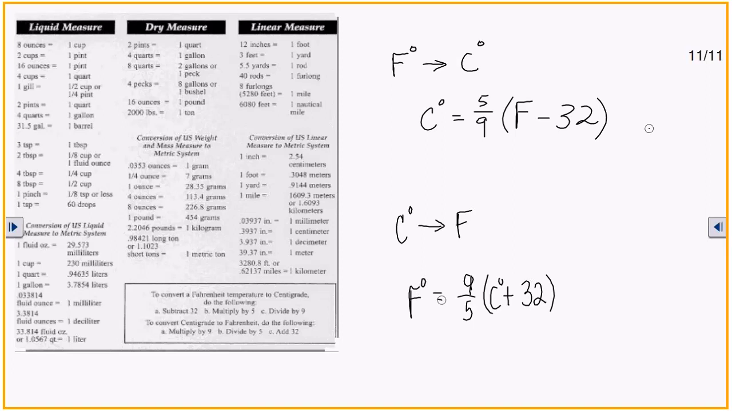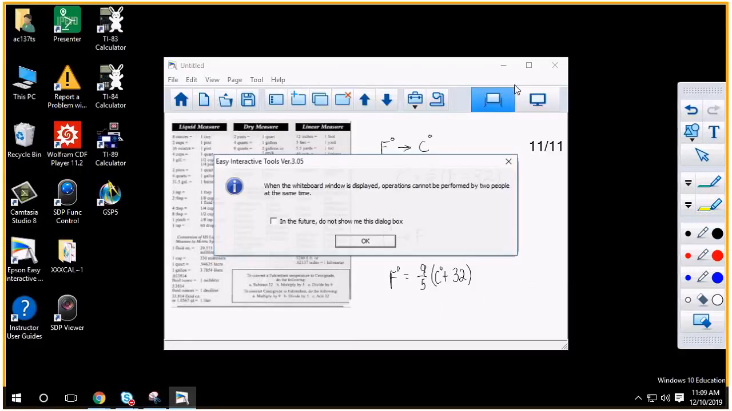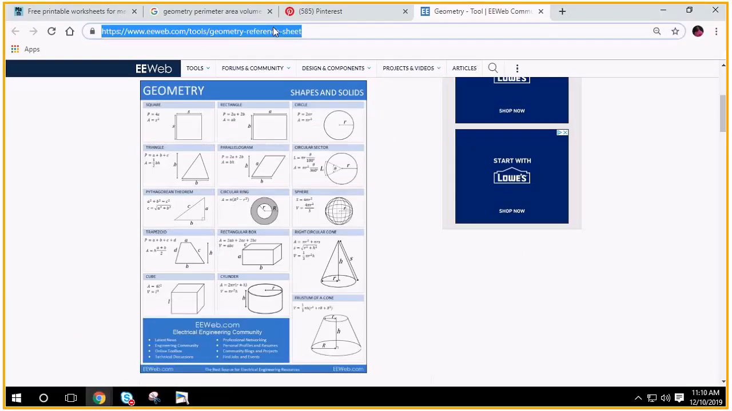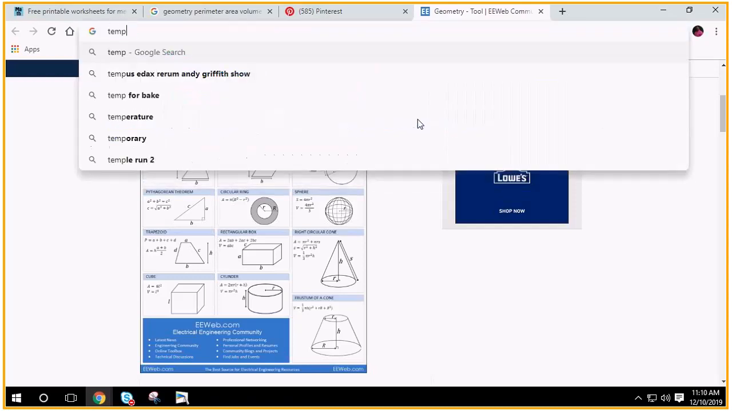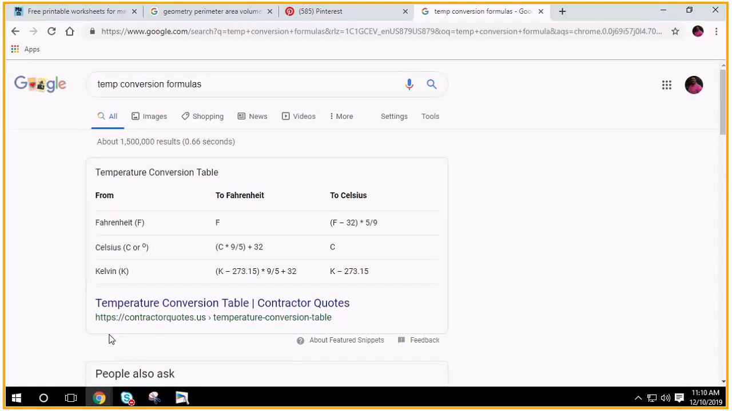Now, you can also find these without having to do that. I'm just going to pull one up, and I'm just showing you this because a lot of this stuff you can pull up with Google, and you can find a lot of the stuff yourself. But I'm just going to do temp conversion formula. There they are. Now, it's however you want to do it.